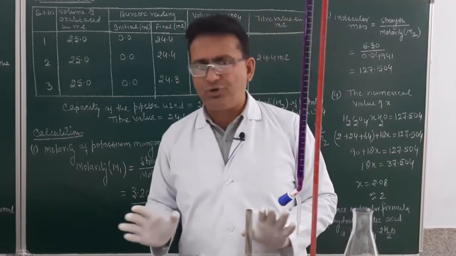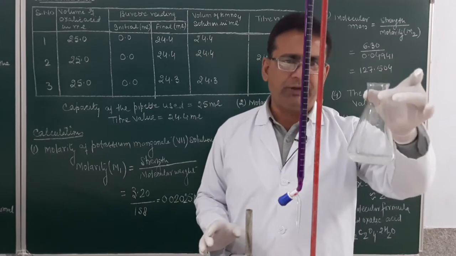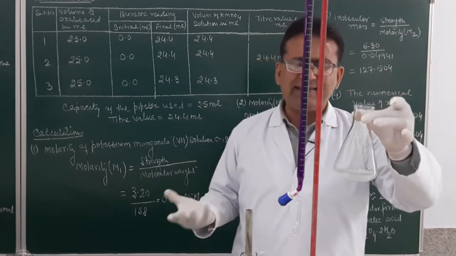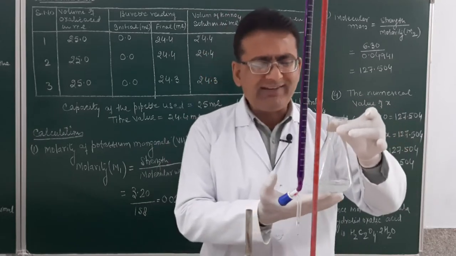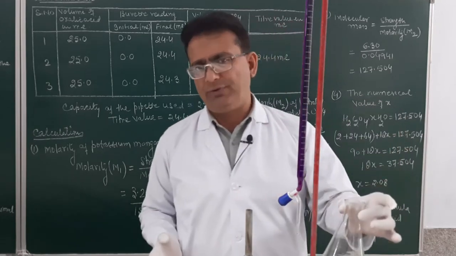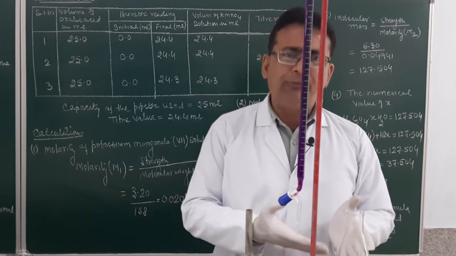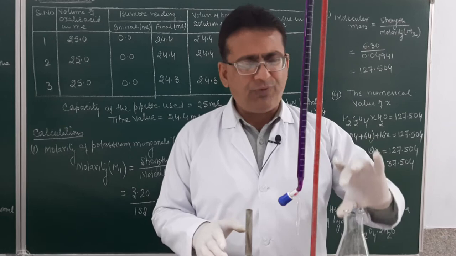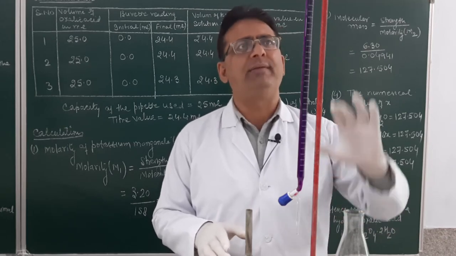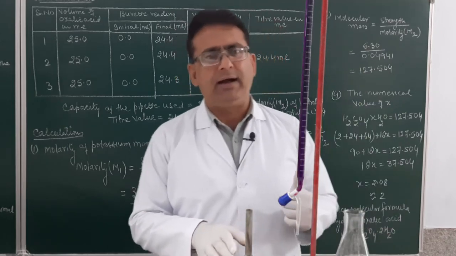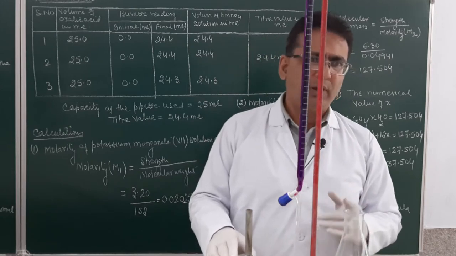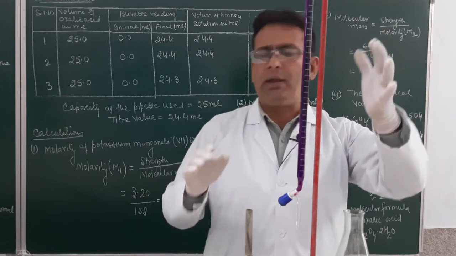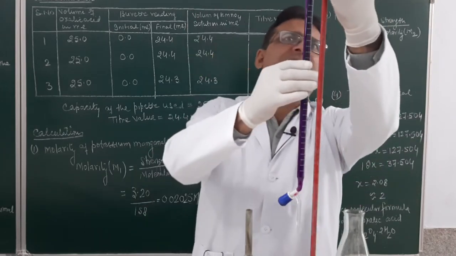As instructed to you, this solution is to be heated nearly up to 60 degrees C till the first bubbles appear at the bottom of the flask. That means we have to heat it up. After heating it up, once the first bubble appears at the bottom, then we'll start adding the KMnO4 solution. We'll add the KMnO4 solution till the persistent pink color is obtained.